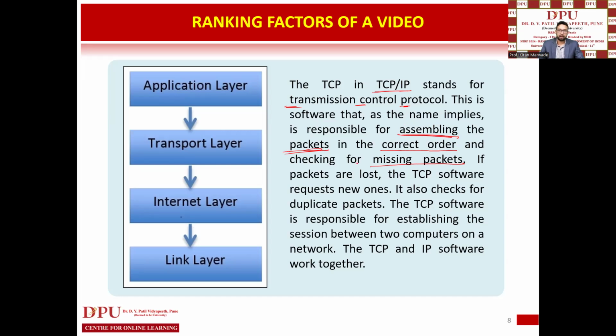So if packets are lost, the TCP software requests a new one. It will recall the particular packets, and it also checks for duplicate packets as well. If the same data gets delivered again and again, it will check for the duplicate packets. So TCP software is responsible for establishing the connection between the two computers on a network, and TCP and IP software work together.